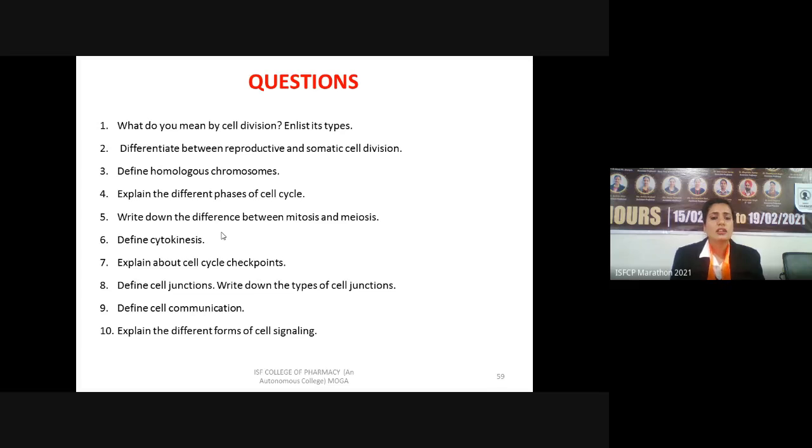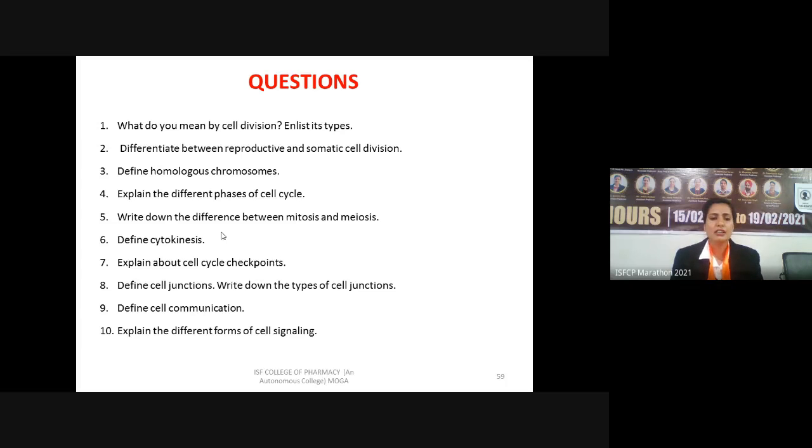Next is explain about the cell cycle checkpoints. So what are cell cycle checkpoints? These are the regulators of the cell which regulate the normal activities or normal requirement of the cell, and they make the decision whether the cell has to divide or not. So there are different types of cell checkpoints: G1 checkpoint, G2 checkpoint, and the mitotic spindle checkpoint. So they occur at the different stages of a cell cycle.